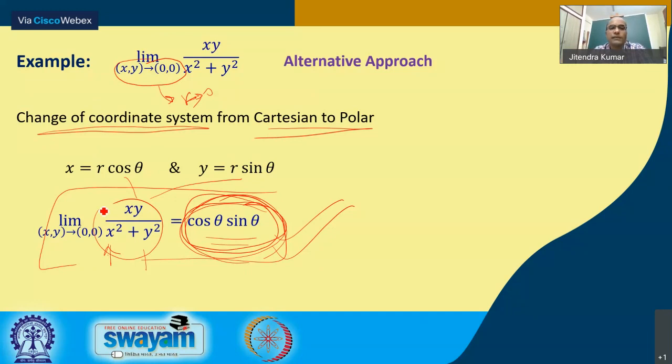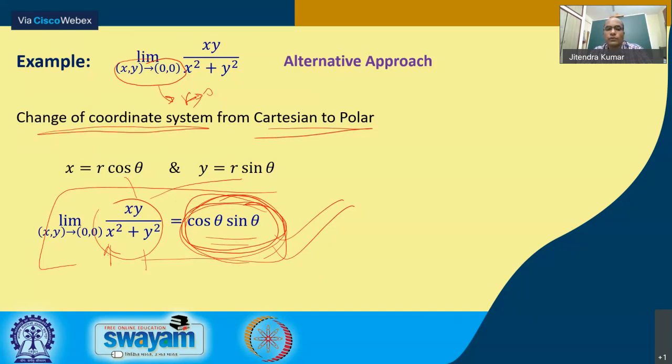We will see some examples where, by changing to polar coordinates, we actually get a conclusive limit. So the limit does not depend on theta. That means whatever theta is, as r approaches 0, we are getting 0. So in that approach, we are covering all infinitely many paths. We are not fixing any path. We are just changing the coordinate system.